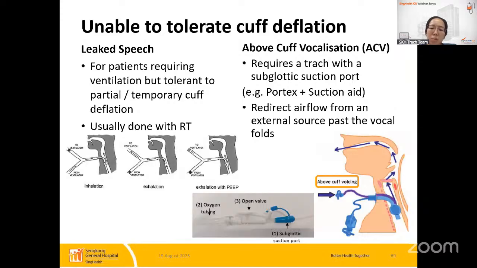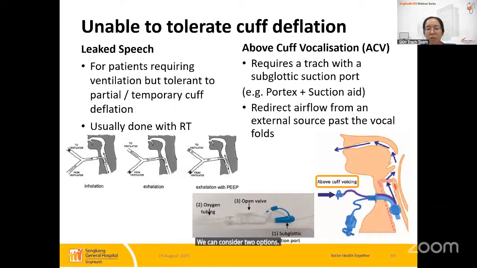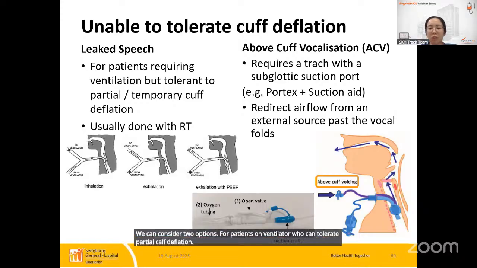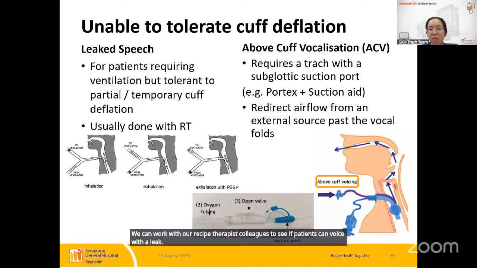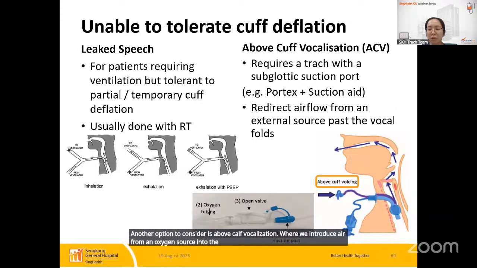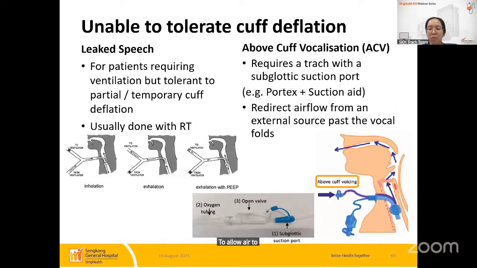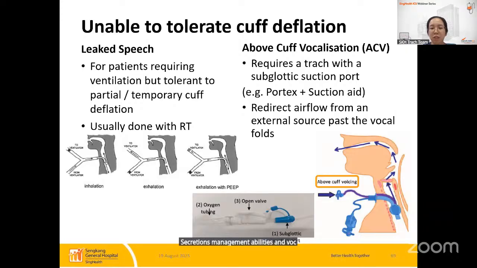For patients who are unable to tolerate cuff deflation or are unlikely to deflate their cuff anytime soon, we can consider two options. For patients on ventilator who can tolerate partial cuff deflation, we can work with our respiratory therapist colleagues to see if patients can voice with a leak. Another option to consider is above cuff vocalization, where we introduce air from an oxygen source into the subglottic suction port to allow air to go past the vocal folds. Their ability to voice is dependent on their body function, secretions management abilities, and vocal fold function.